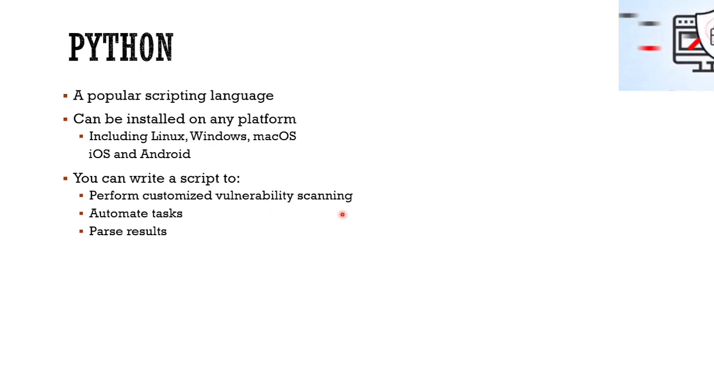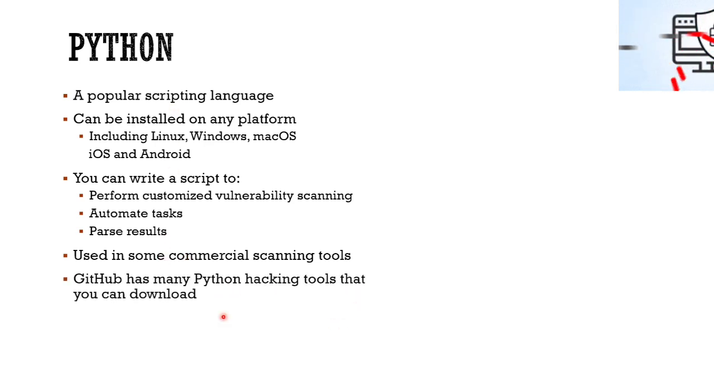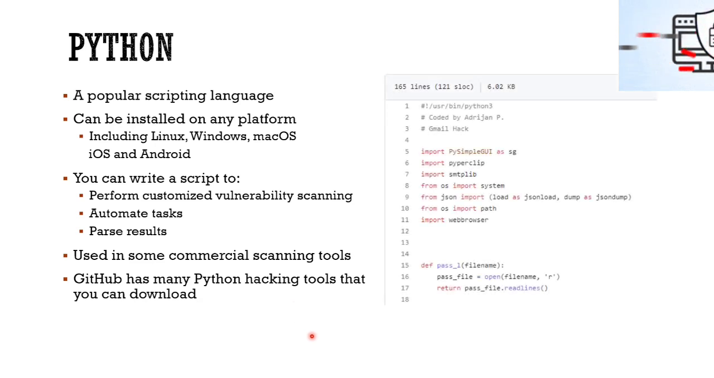Here's an example right here. So I've got a Gmail hack, and this is just the beginning. I need to import these various modules, and then we just begin. And the script will probably be quite long. So that's just one example of a Python script. Python, of course, is only one example of a programming language that you could use to create your own hacking tools. It's just that it's very, very popular.